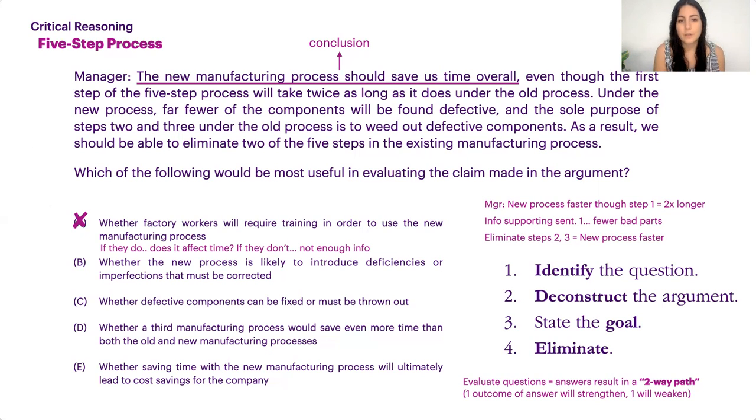The next one says, whether the new process is likely to introduce deficiencies or imperfections that must be corrected. So the whole argument lies on the fact that if we spend more time on this first step, we're not going to have as many deficiencies, which means that we can eliminate other steps. So if the process introduces new deficiencies or new things that we have to fix, that would imply more time. And it might also imply that you actually have to keep in those other 2 steps. So if this is yes, that's going to weaken our argument.